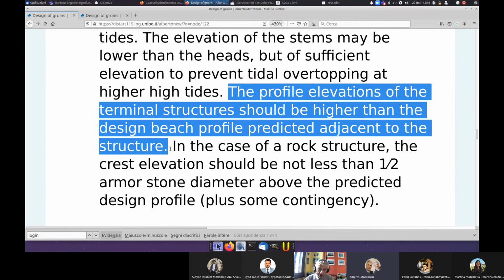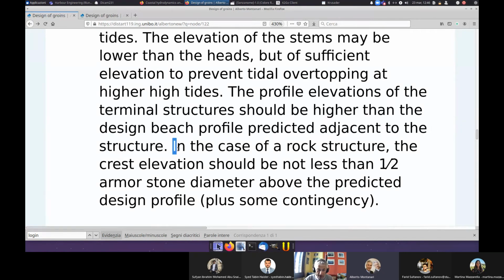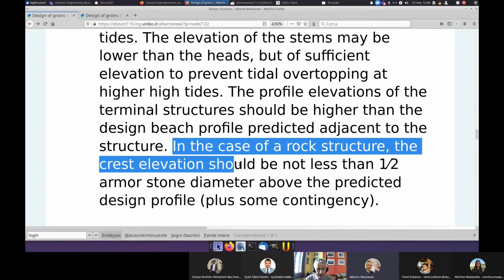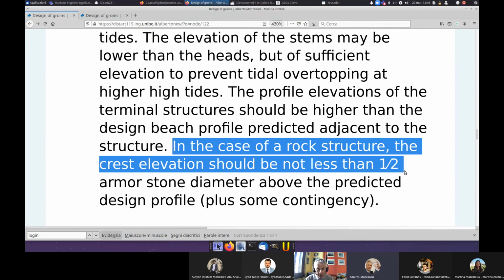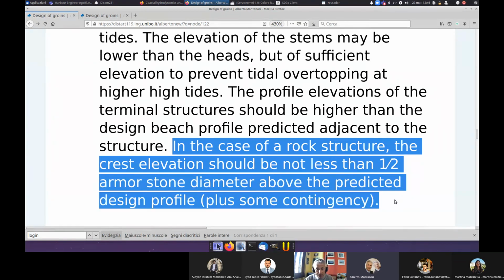And in the case of a rock structure, this is another rule of thumb: the crest elevation should be not less than 1/2 armor stone diameter above the predicted design profile, plus some contingency. So basically, if you make a groin by assembling boulders, the crest elevation should be not less than 1/2 boulder diameter above the predicted design profile of the beach.